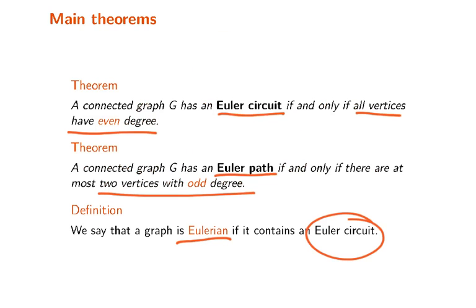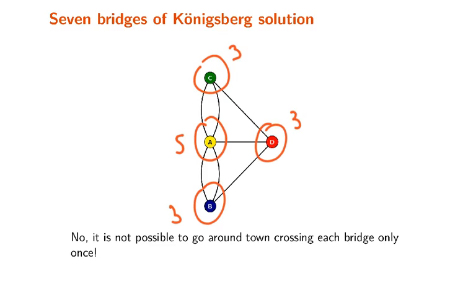Remember that we have seen that the maximum it may have is just 2 vertices of odd degree. So in this case it has more than 2 vertices with odd degree. So in this case we can say no. The answer to the problem that Euler had is no. It's not possible to go around the Königsberg city crossing each bridge only once. It's not possible to do that.